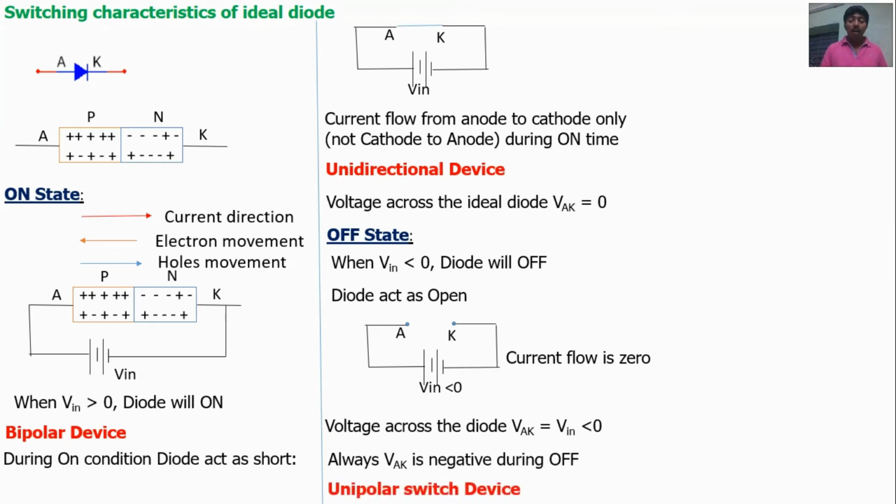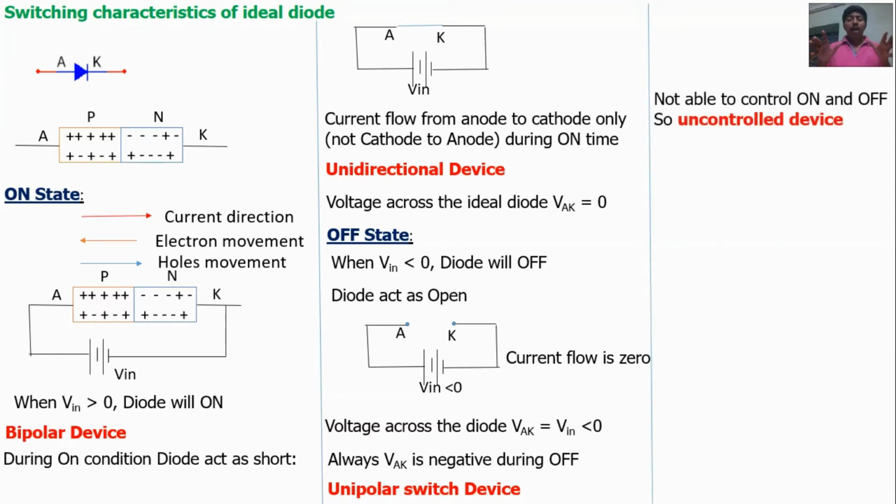Okay, based on the power dynamics concept, it is a unipolar device, but based on the basic electronics concept, it is a bipolar device. Okay, so remember the power dynamics concept. Don't think about the basic electronics concepts. Okay, the diode is an uncontrolled device because we are not able to control the on period as well as the off period, so it's an uncontrolled device.